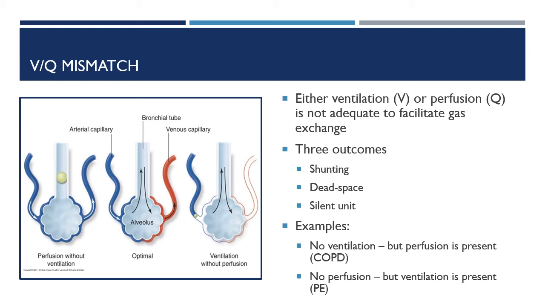We all have anatomical dead space that's built in to every breath because we all have trachea and bronchial tubes. What's a silent unit? Well, a silent unit is really an area of the lung that's not being ventilated. So let's say there's a lung cancer that's blocking a whole portion of bronchial tubes to a part of the right lung. There's no ventilation going to that section of the lung.